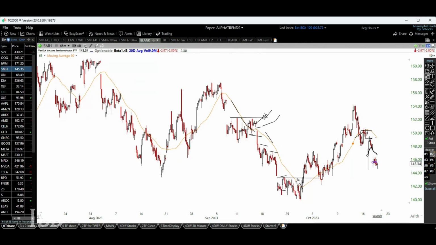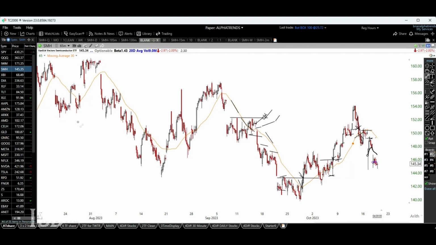Because it had gone too far too fast. And instead, I would want to be a buyer somewhere over here, maybe with a stop under that, and then raise my stop underneath these successive higher lows and be stopped out maybe right there. So that's how I use the 5-day moving average.